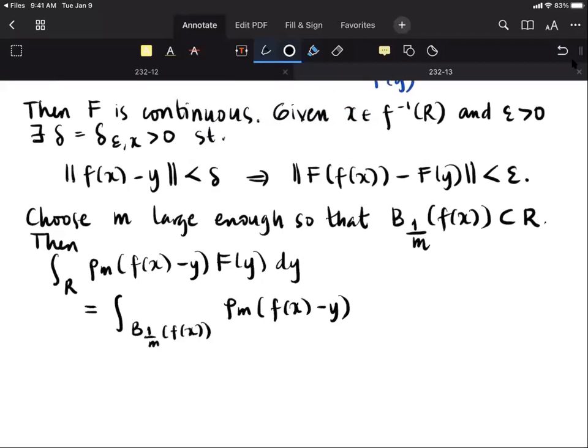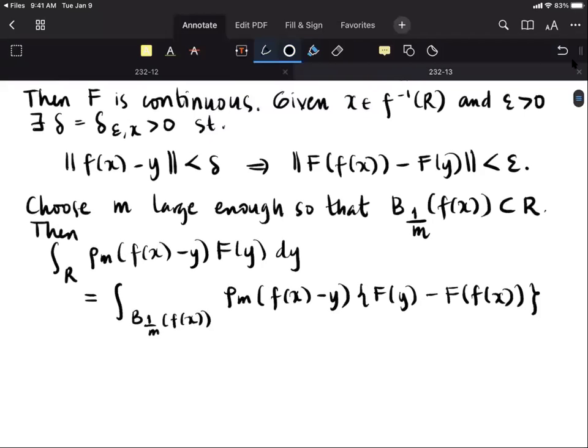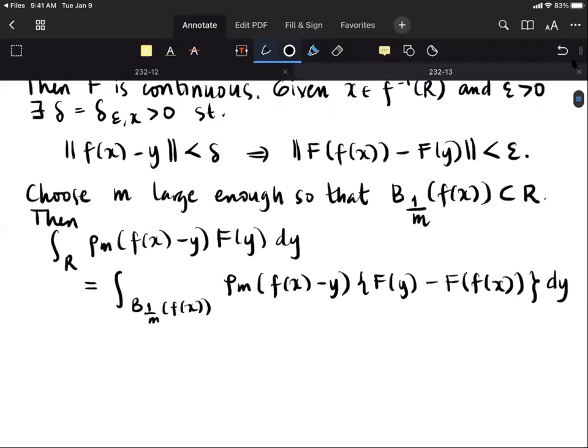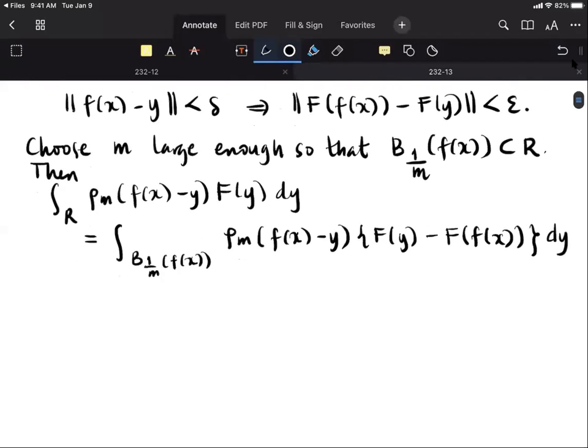Okay, and then we add and subtract capital F of small f of x. So this is dy. So we need to correct that. We need to add that term.